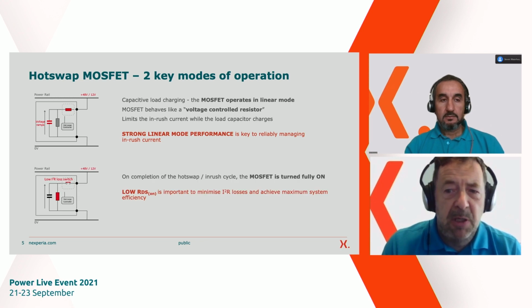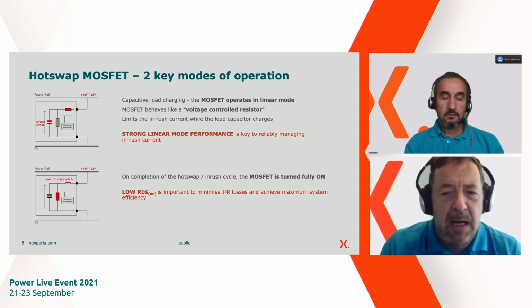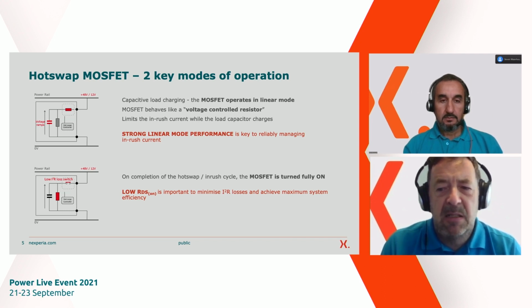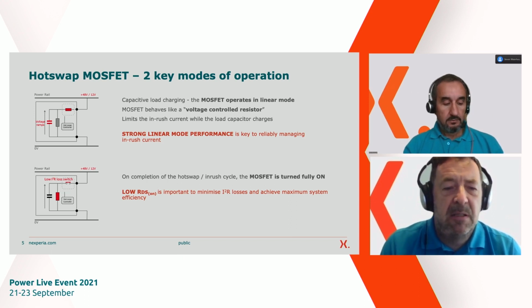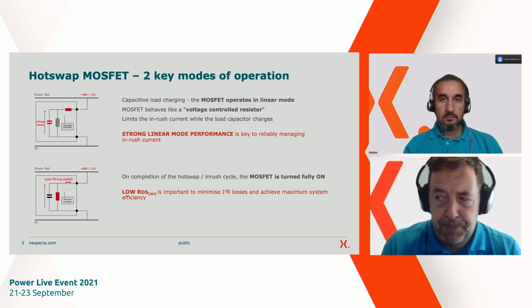Once we've charged up the capacitances, we want this MOSFET to act just like a very low resistance switch. So we want it to be as invisible to the system as possible now it's fully turned on. For this to happen, we want the lowest RDS(on) possible. This minimizes the I squared R losses, and it helps us achieve maximum system efficiency. So it stops us heating the board up when we don't need to.